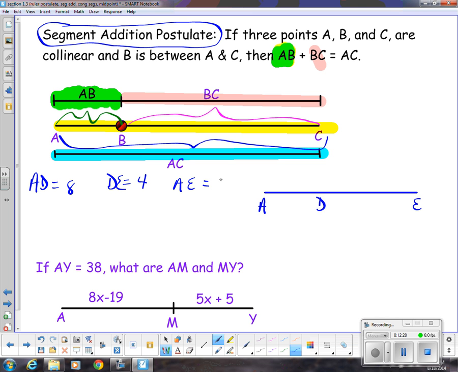tell me, well, we take the distance from A to D, which is 8. We take the distance from D to E, which is 4. Now notice, I never draw my diagrams to scale. Then the distance from A to E is 12.